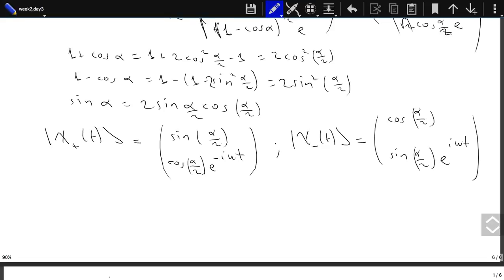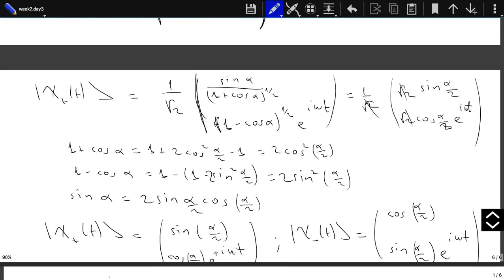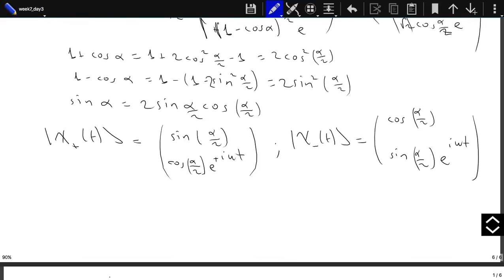Well, are they orthogonal to each other? Both of them should be plus. So let's see, if we take their inner product, sine and cosine, in the other one I should have sine and cosine, so there should be a minus sign. So these are my eigenstates. They are orthogonal to each other, they are properly normalized.